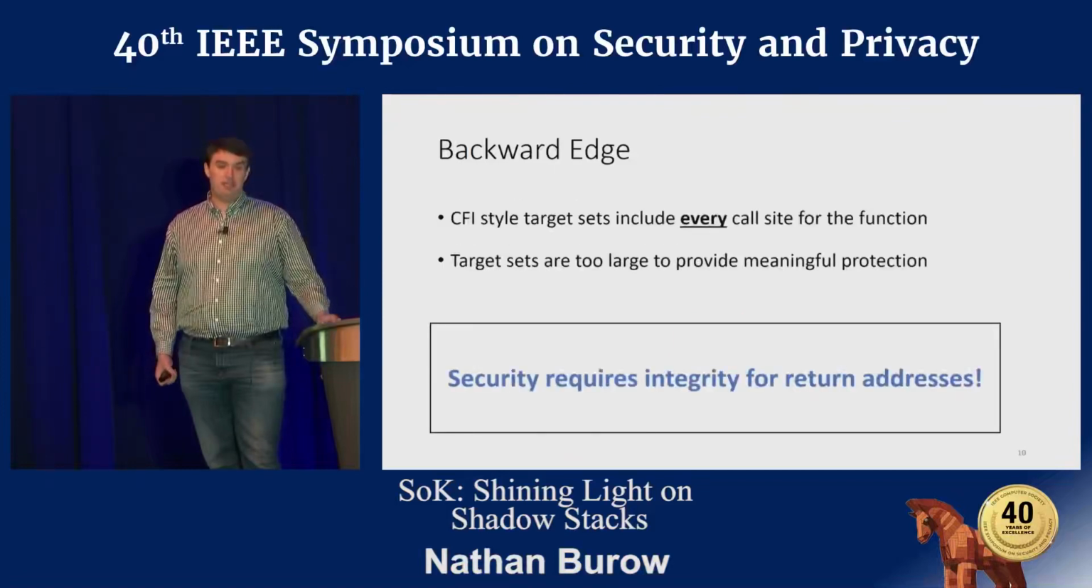And the reason is that because you have to include every call site for the function, if you're doing static analysis, you end up with these huge target sets, potentially, especially for popular, say, library functions. And as control flow bending and control jujitsu have shown, the larger these target sets get, the more insecure they are in practice. And so we feel strongly that for backwards edges, these sets are too large to provide meaningful security in practice, and that doing security really requires integrity for return addresses.